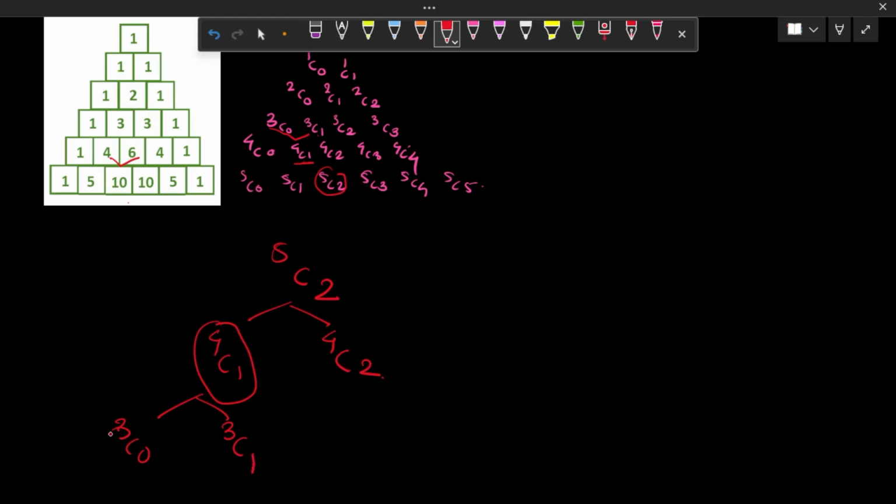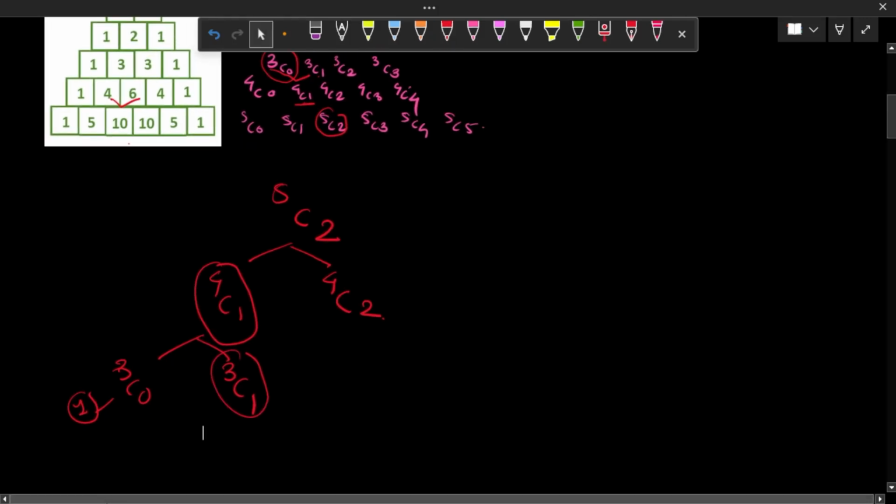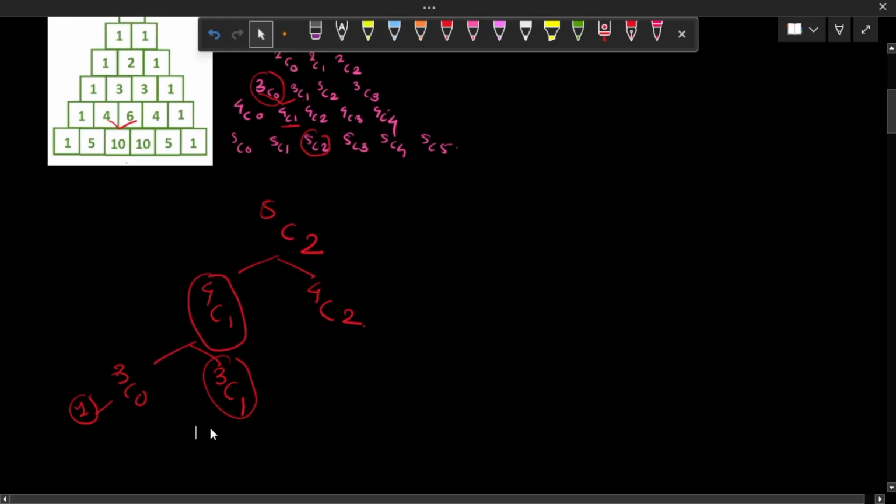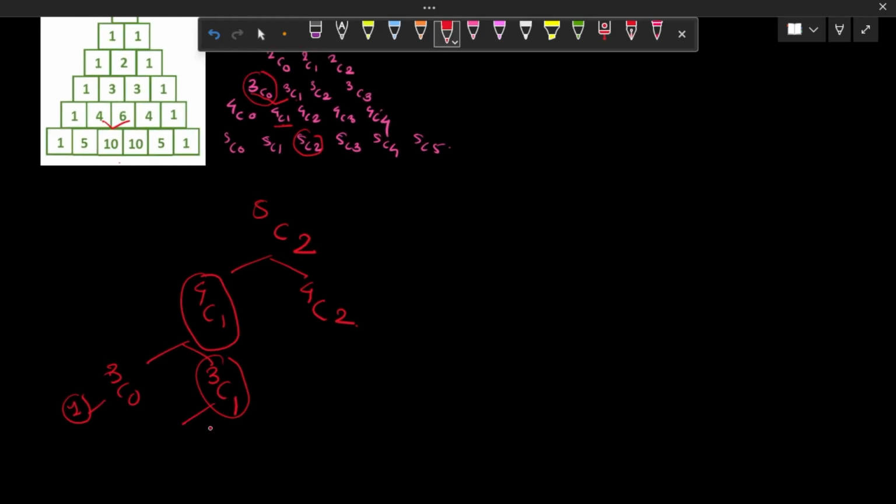If I go to calculate 3C0, I know that 3C0 is 1. If I have to calculate 3C1, can I say this is also the addition of the previous terms? This is 3. Now if I just try to do this, it is 2C0 and 2C1.